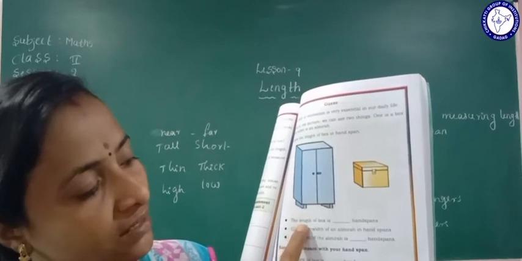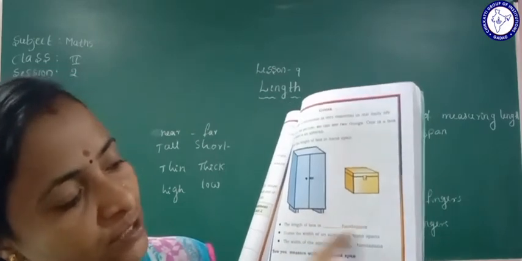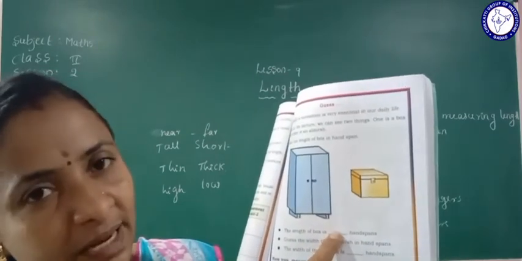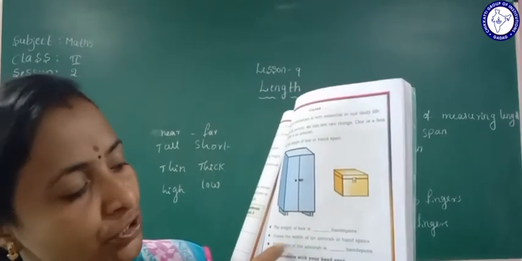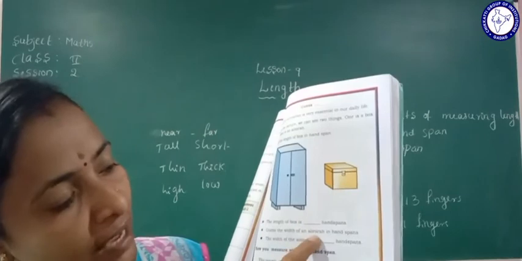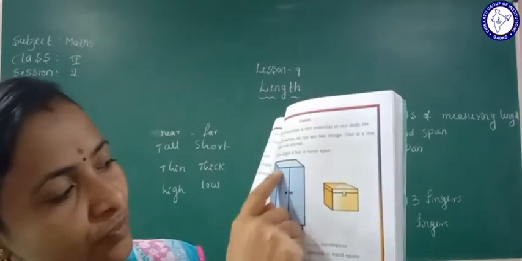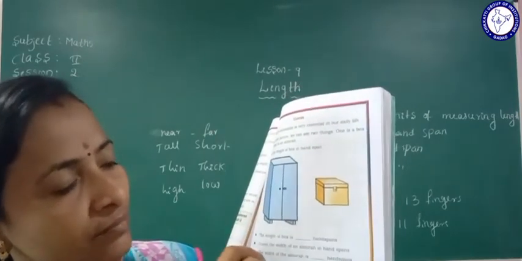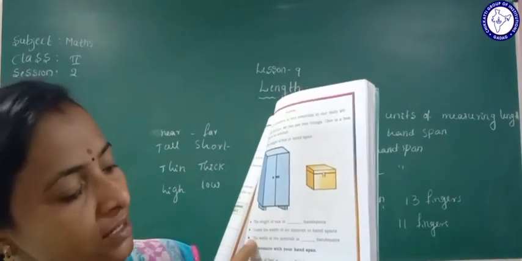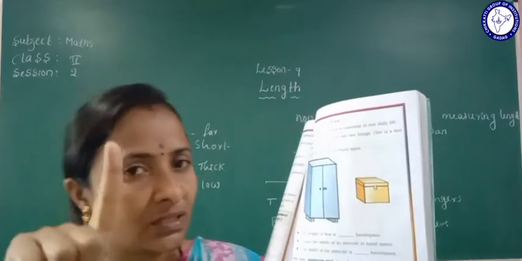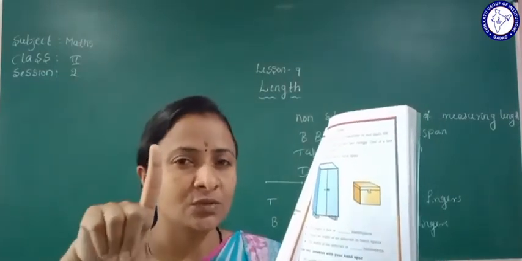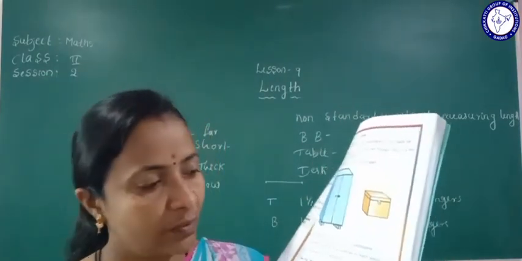What they have given here is the length of the box in handspans. We will write here how many handspans it is. If there is a box in your home, you will measure it and mention it. Guess the width of an almirah in handspans. How much will the width of the almirah come to? So it will be written here: the width of the almirah is dash handspans. If we use handspans, how many? It is a measuring unit, so it will be written here.